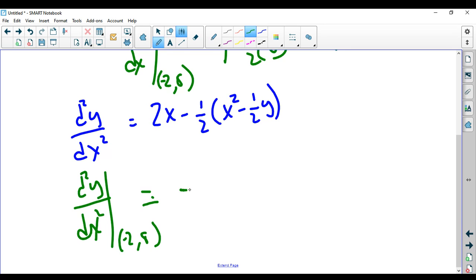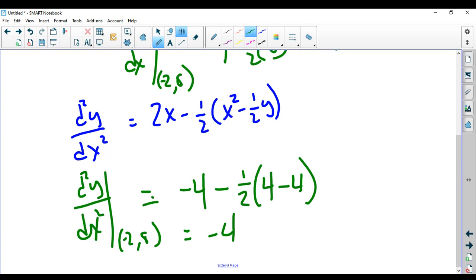So we're just going to plug it straight in. 2 times -2 minus, we already know this derivative is going to be 0 because we already did it, 1/2 times... -2 squared is 4 minus 1/2 of 8, which is 0. So the second derivative is -4. By the second derivative test, that means that critical point we plugged in is a maximum.